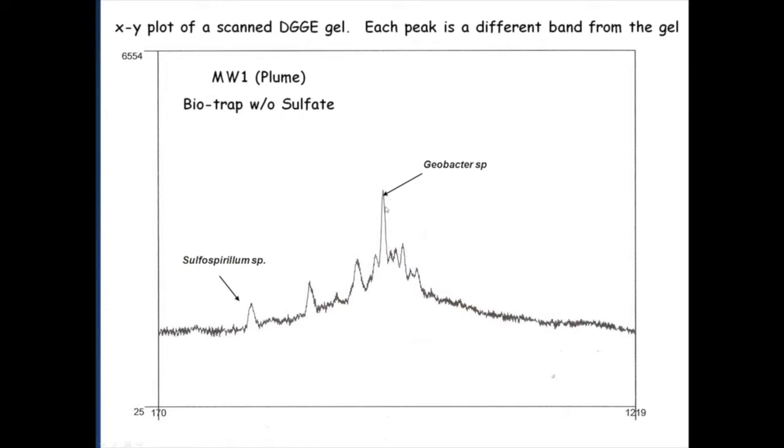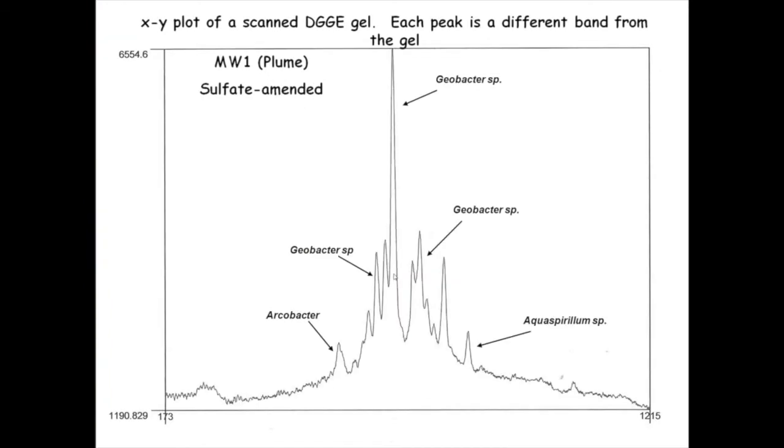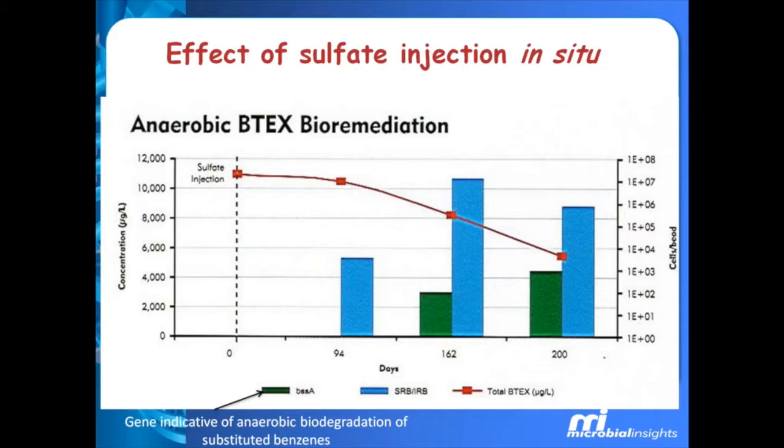But in that same well, over the same incubation time, in the sulfate-amended biotrap, we see a number of different Geobacter species, and many of these species are known to be able to use sulfate as a terminal electron acceptor. So following results like this, a sulfate injection gallery was installed, and then we monitored what was going on in the aquifer, again using biotraps.